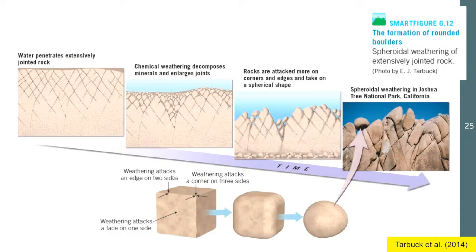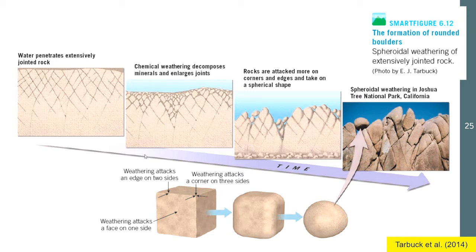Now this shows us the formation of rounded boulders as water penetrates the rocks. Water creeps into the crevices, then chemical weathering decomposes the minerals within those rocks, possibly dissolving calcium carbonate from the acidic rainwater. Then eventually the rocks will break apart, and after hundreds and thousands and millions of years they will end up with a more smooth surface.